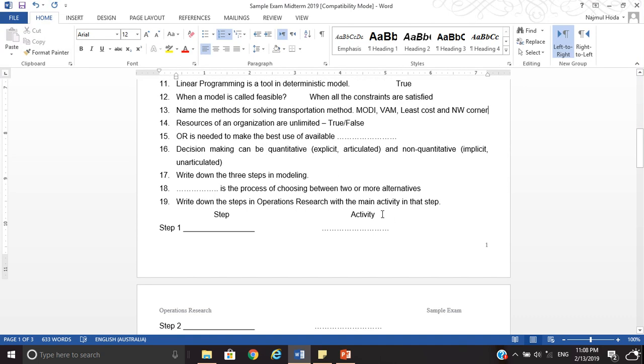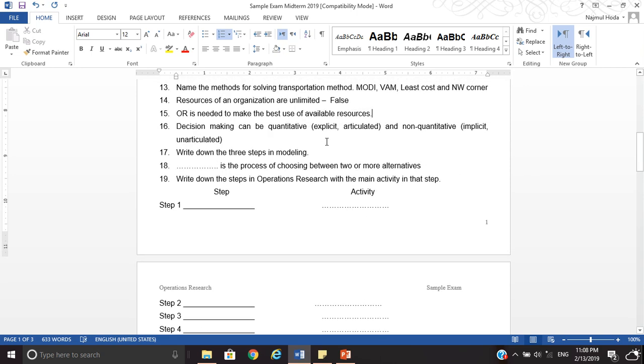Are the resources of an organization unlimited? No, absolutely not. We learned this in the first class, that since the resources of organizations are limited, the managers have the job to maximize their use. OR is needed to make the best use of available resources. We just answered this question.